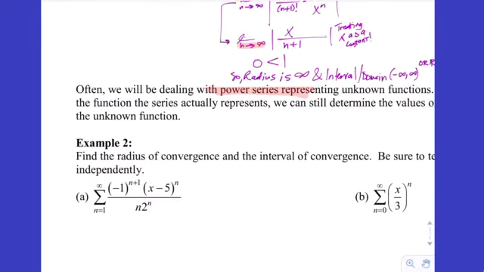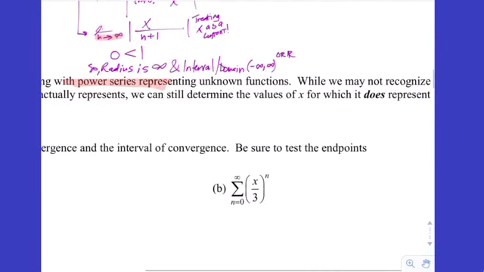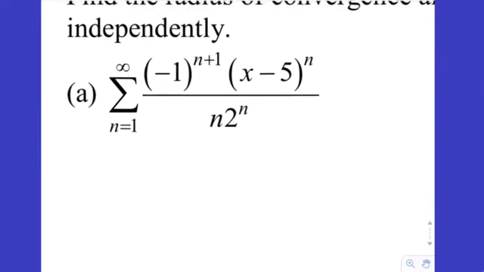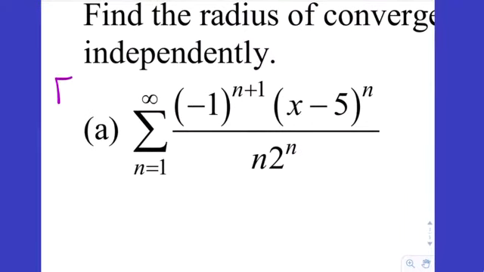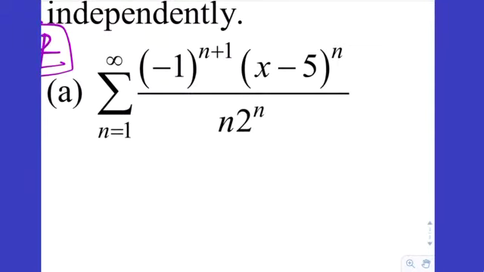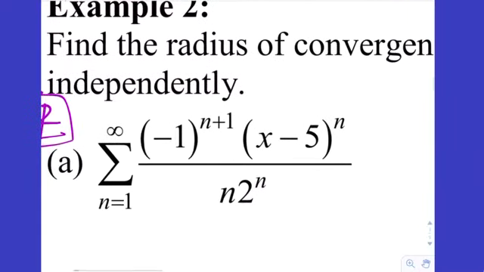Let's try that on example 2. Find the radius of convergence and the interval of convergence. Be sure to test the endpoints. So this makes a fantastic free response question. Finding the radius of convergence is one thing. Finding the interval of convergence is going to require a little bit more work because we have to test endpoints. All right. First thing you're going to notice is that it's a power series. Why? How do I know it's a power series? It's got x, right? So it's a power series.